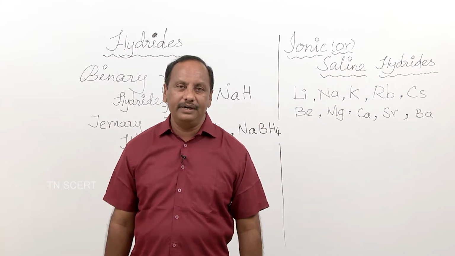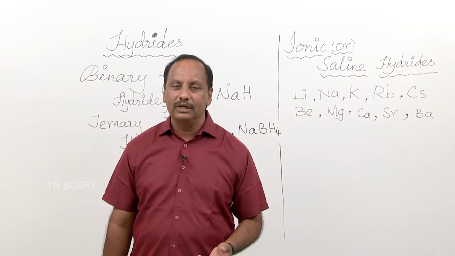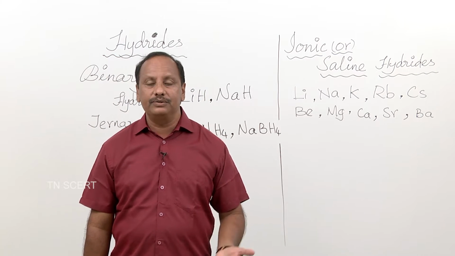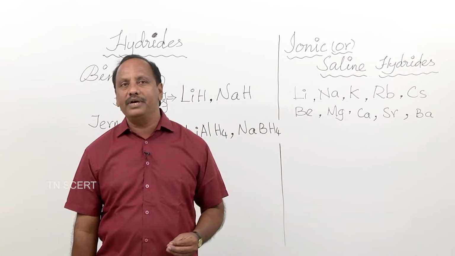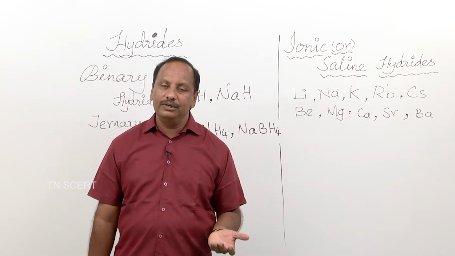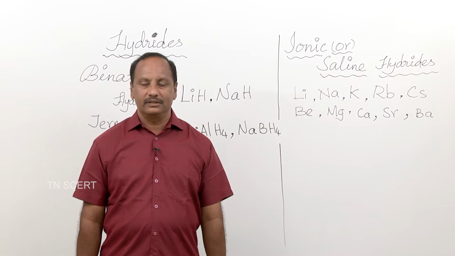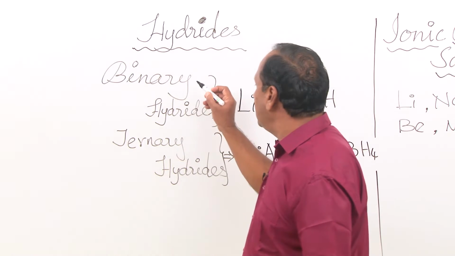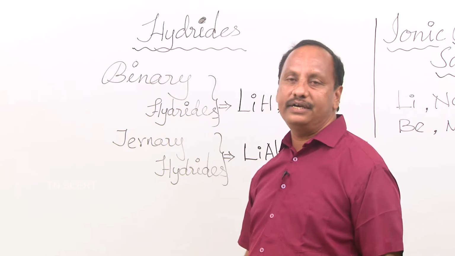Hydrates. What are hydrates? An element combines with another element to form compounds. Similarly, hydrogen combines with other elements to form hydrides. So, hydrogen may combine with electropositive elements as well as electronegative elements and form hydrides. Hydrides are classified into two types, binary hydrides and ternary hydrides.